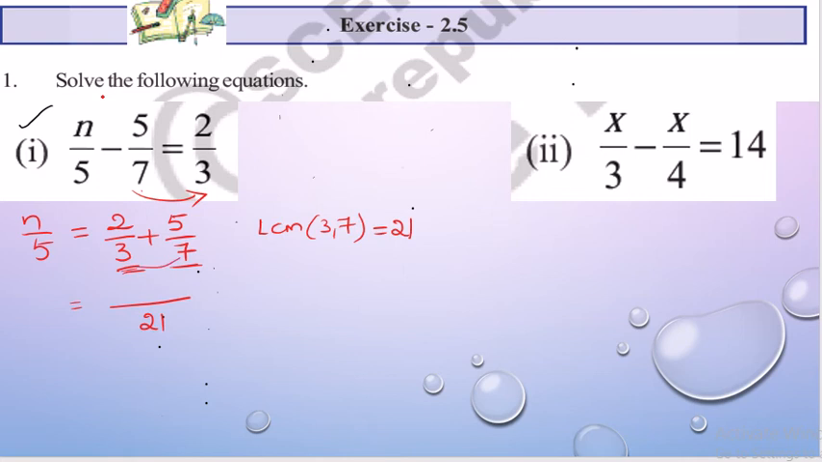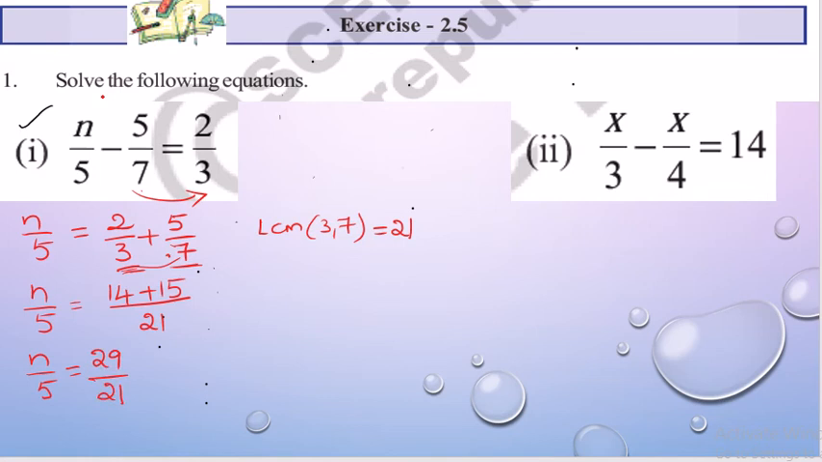Whenever the LCM is the product of two numbers, you can directly cross multiply the terms. So 7 into 2 is 14, plus 3 into 5, which is 15. So I can write n by 5 is equal to 14 plus 15 by 21. So n by 5 is equal to 29 by 21, since 14 plus 15 is 29.